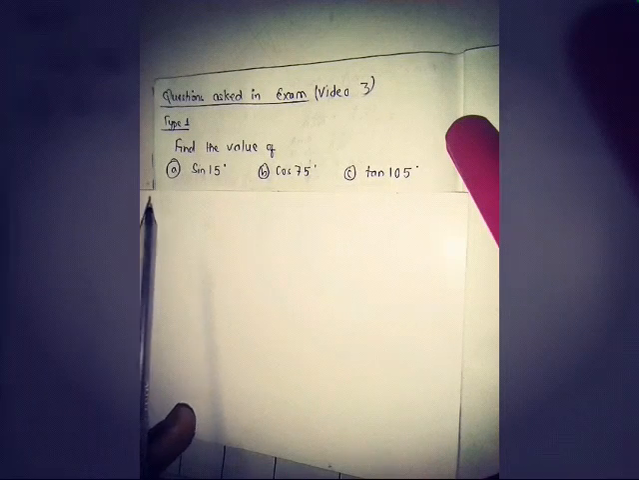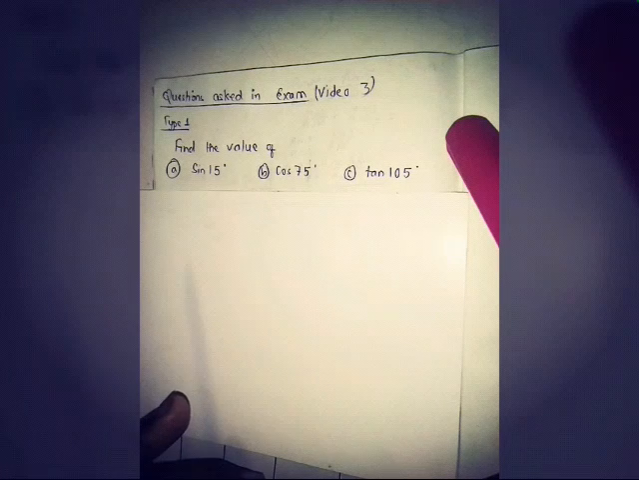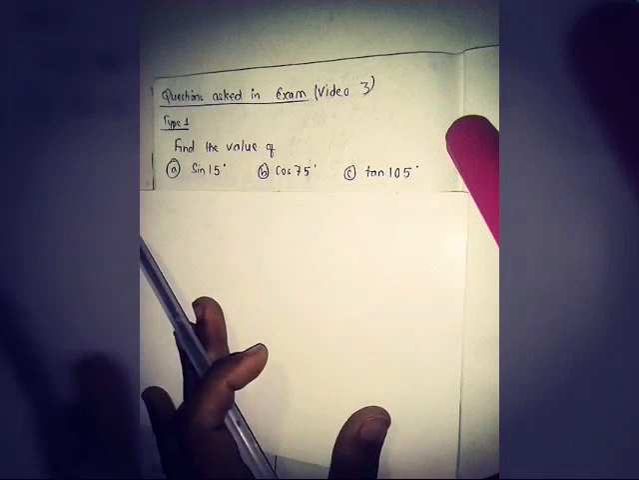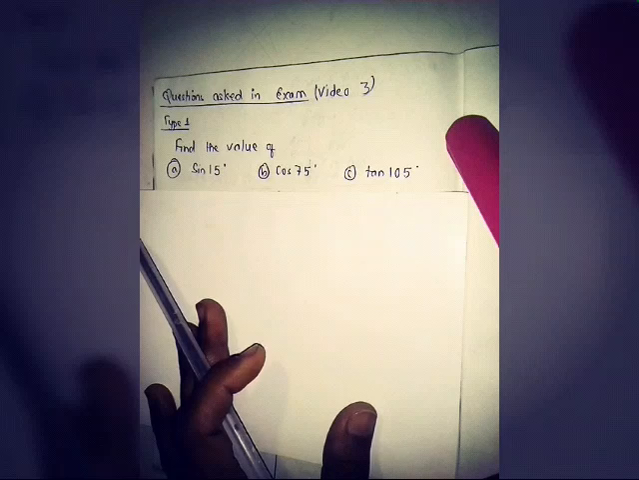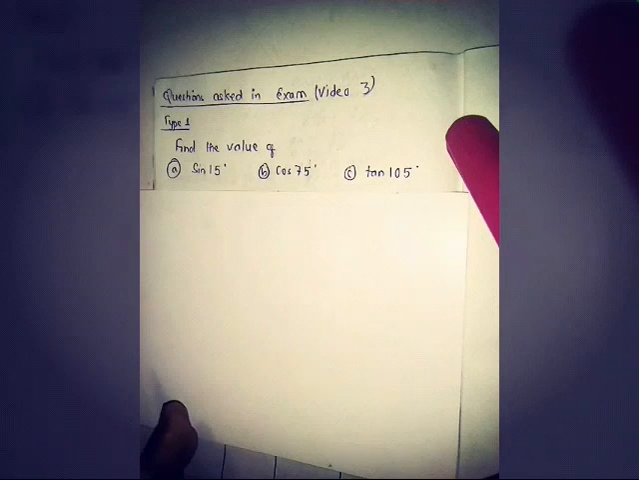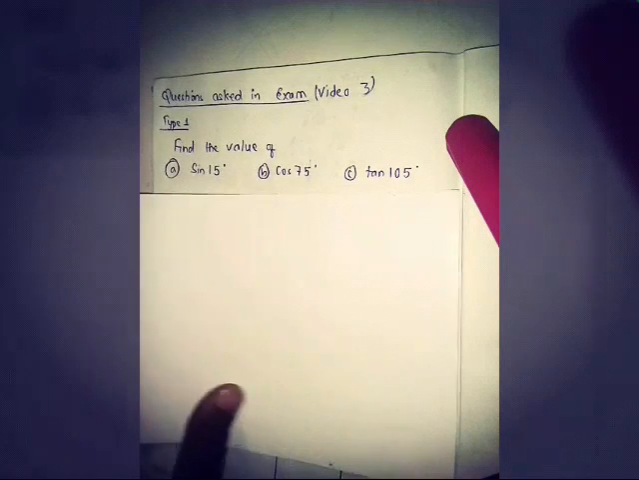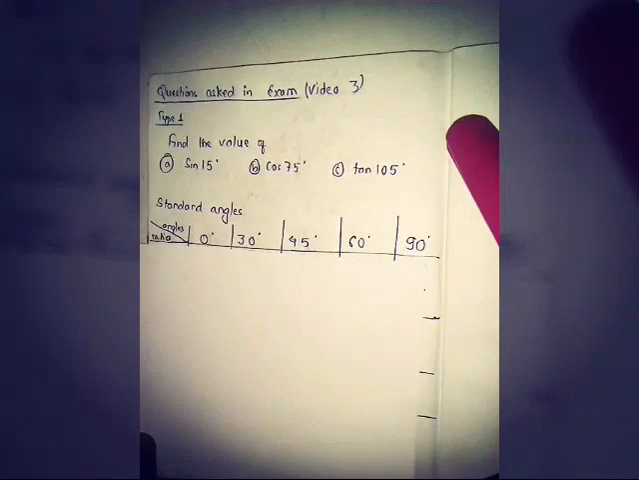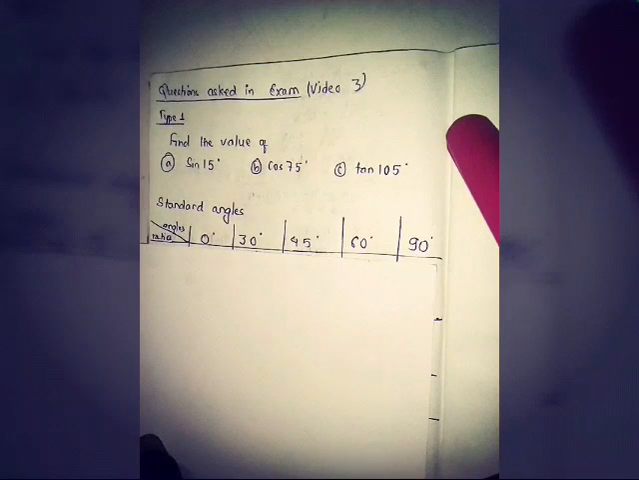To solve this question you should know the values of the standard angles, which you have studied in class 9. Now your calculator can help you find the value of an angle, but sometimes we may forget, so there is an easy way to know these values. What are the standard angles? The standard angles are 0 degrees, 30 degrees, 45 degrees, 60 degrees and 90 degrees.